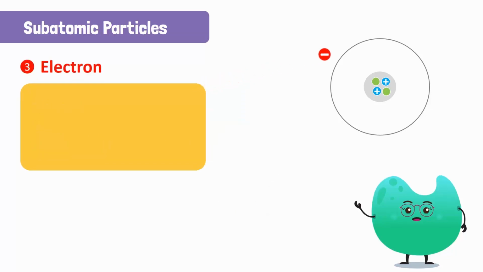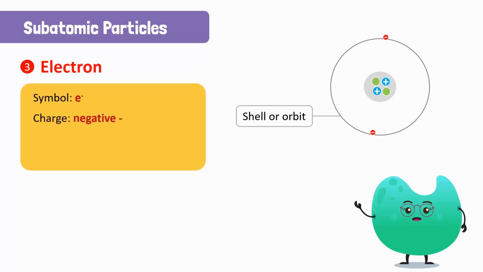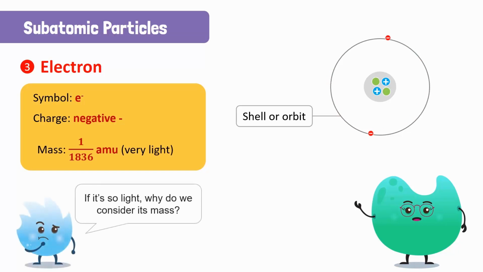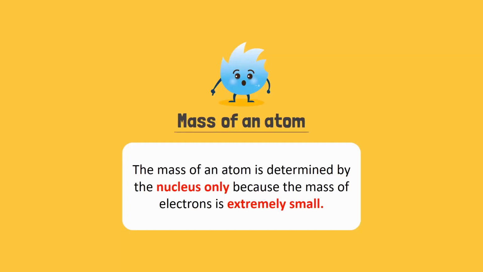This is an electron, represented by a small e. The electron is negatively charged. It is present in its own electron shell or orbit, going around the nucleus. It's very light, almost 1,836 times lighter than others. The mass of an atom is determined by the nucleus because the mass of electrons is extremely small.